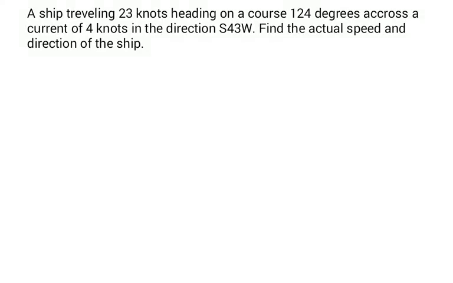Okay, we're going to look at some more bearings and vectors. So we've got a ship traveling 23 knots heading on a course 124 degrees across a current of 4 knots in the direction south 43 degrees west. Find the actual speed and direction of the ship. So let's have a look.